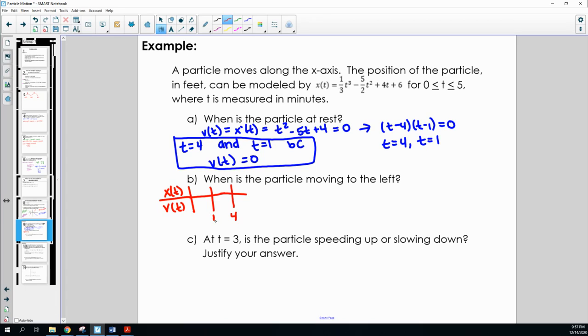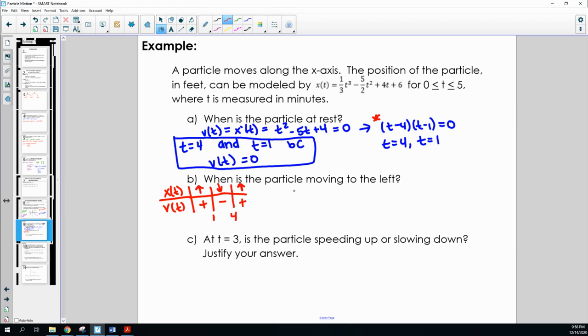So if I pick a value that's less than 1, let's say 0, remember that we're plugging it into the simplified derivative. So I'm going to plug it into this piece over here. If I pick a 0 and I plug it in, I'm going to get a positive. If I pick a number between 1 and 4, let's say 2, I'm going to get a negative. And if I pick a number greater than 4, let's say 5, I'm going to get a positive. So you could fill this in with increasing, decreasing, increasing if you want to. But the velocity is going to be negative on the interval from 1 to 4.